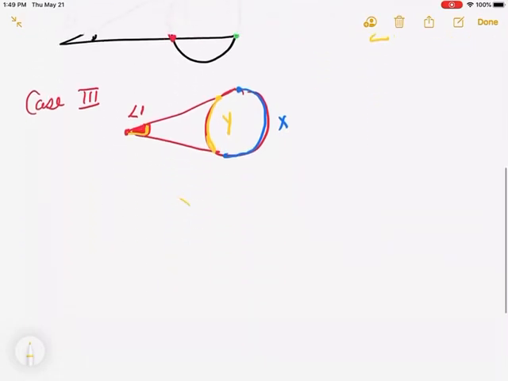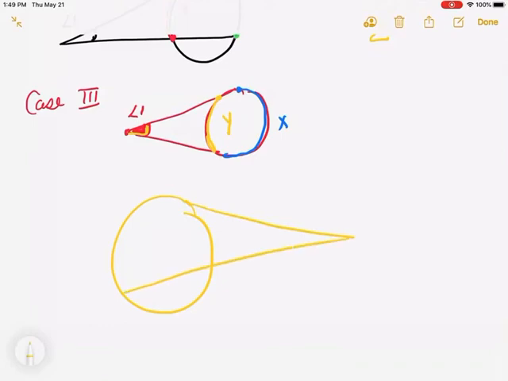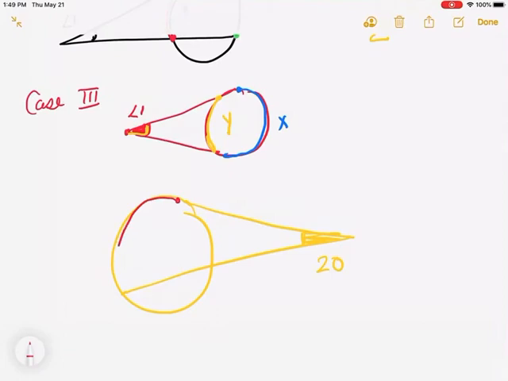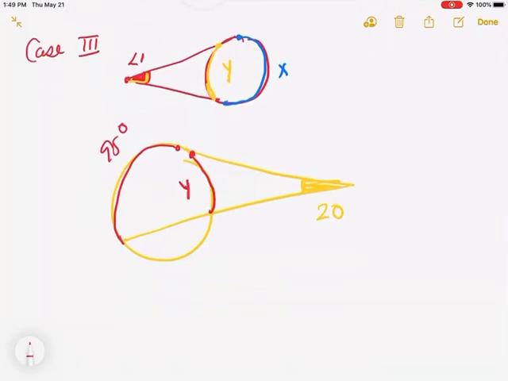Let's say here's the circle. I have one tangent, one secant, and the angle outside here is 20 degrees. This big arc out here is 95 degrees. And this medium size arc, which normally we put as Y, is missing. How do we solve for this one?